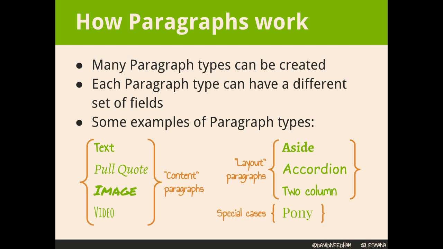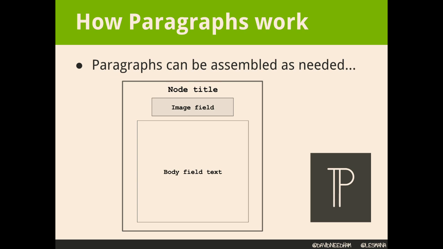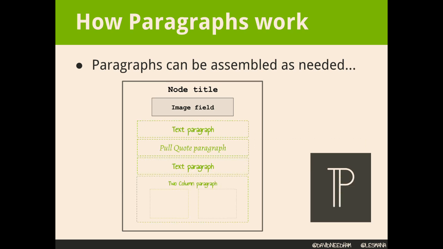So special cases. Returning to our example of what a node looks like, this is the traditional node that comes out of Drupal core. This is a content type with a node title, image field, and body text. And again, in our example, we're going to remove the body field entirely. Body field out, and in coming flying in are paragraphs. You can see these are an assortment of paragraphs that I put in here: a text paragraph, followed by maybe a pull quote, another text paragraph, and then I put a layout paragraph down at the bottom of the page.